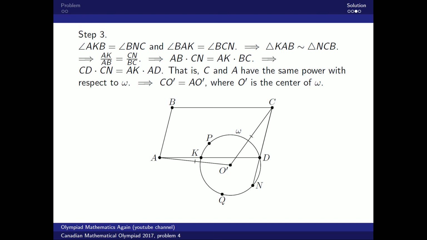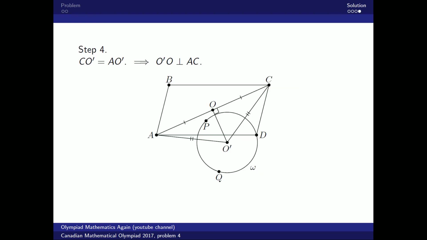Okay, so that's how we conclude that CO' is equal to AO'. So basically, the center of this circle omega has the same distance to points A and C. This is the main conclusion of this step. Now we are actually very close to solving the whole problem. So now let's move to the fourth and last step.